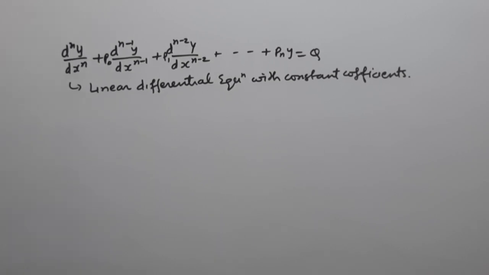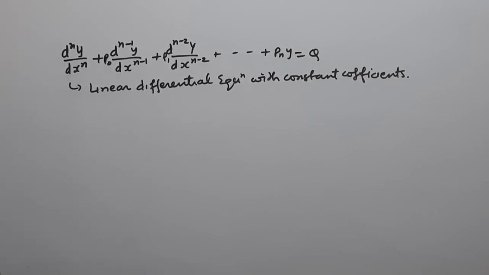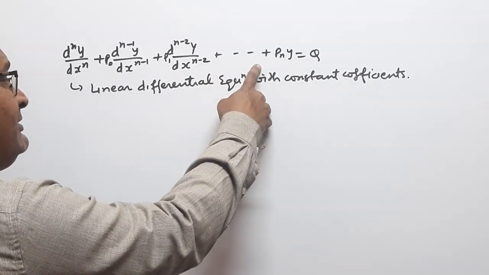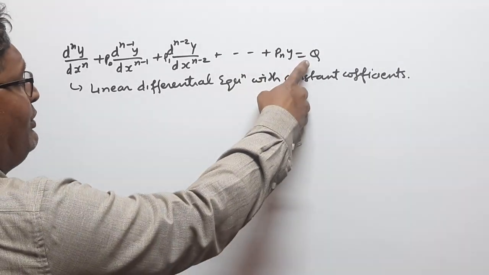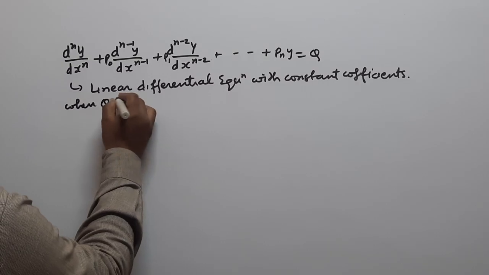you saw in the previous lecture, when q is equal to 0, how we can find the solution of the nth order linear differential equation. There are three cases: if the roots of the auxiliary equation are distinct, if some roots of the auxiliary equation are equal, and the third case is if some roots are imaginary. Now we find the complete solution of this nth order linear differential equation with constant coefficients when q is not equal to 0.